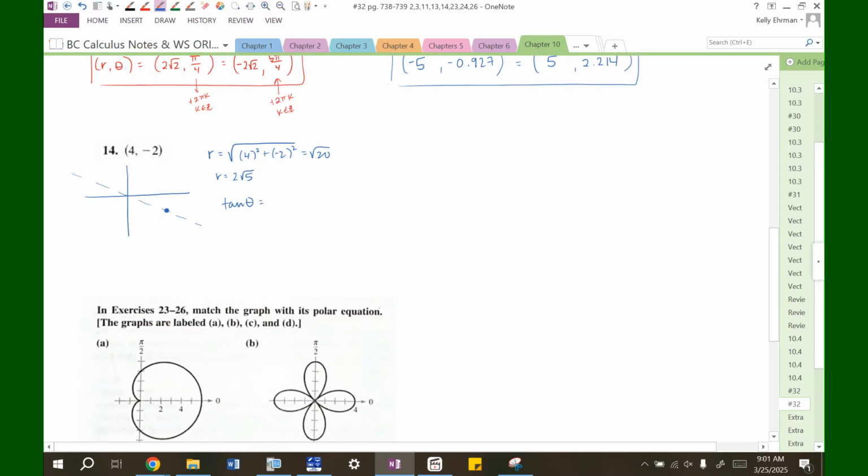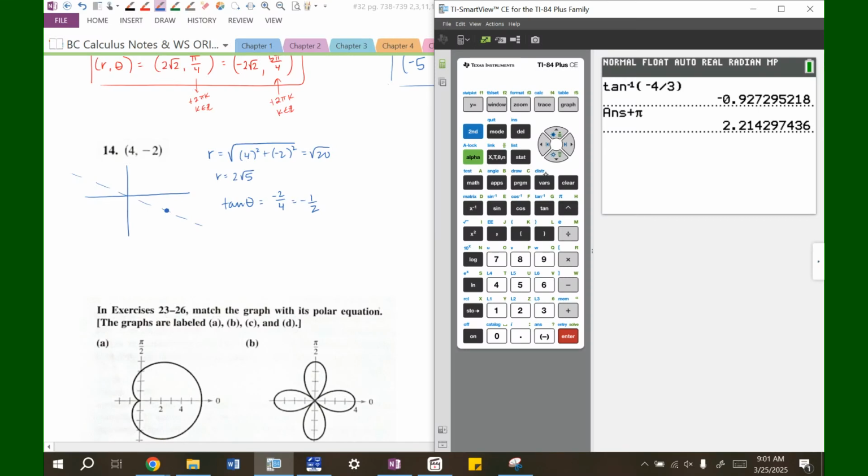Tangent theta would equal negative 2 over 4, which equals negative 1/2. And that, again, is not a tangent value that we have around our unit circle. We can get sine and cosine to equal 1/2 or negative 1/2 with our common angles, but not tangent. So let's go to our calculator again. Second tangent, negative 1/2. Again, we get a negative angle. Anytime you type in a negative into arctangent, it will give you a negative acute angle. So this is negative 0.464.